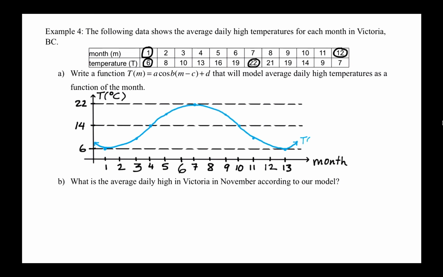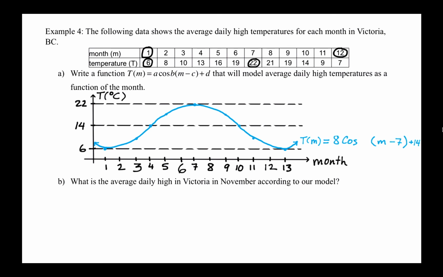And this is the temperature function as a function of the month M. And so now I'm just going to specify the A, B, C, and D values that give us this cosine function. So first of all, I know it's plus 14 because that's the vertical displacement. I know the amplitude is 8 because 22 is 8 degrees Celsius above 14, and 6 degrees Celsius is 8 degrees below 14 degrees Celsius.